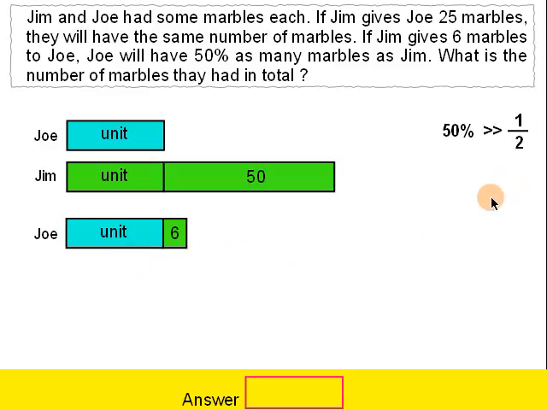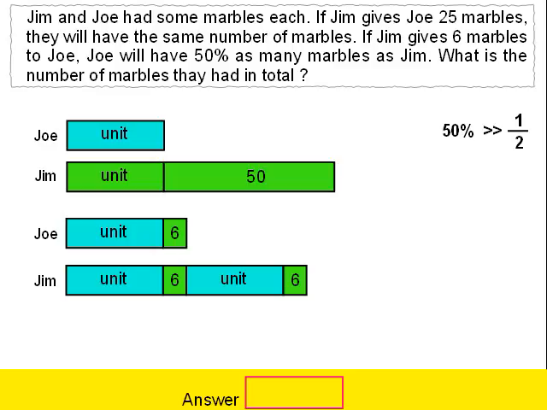And then it says that Joe will have 50% as many marbles as Jim. Or rather, Joe will have half as many marbles as Jim. Or rather, Joe will have half means Jim will have twice that of Joe. So Jim's model will look like this: unit plus 6, unit plus 6, twice that of Joe.